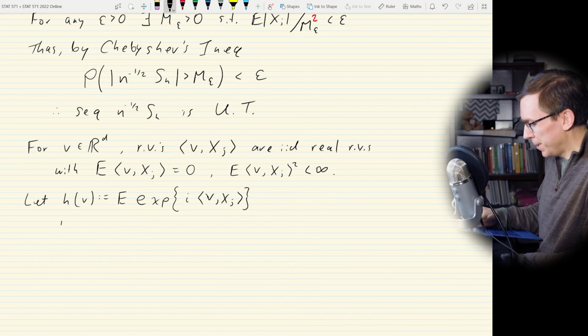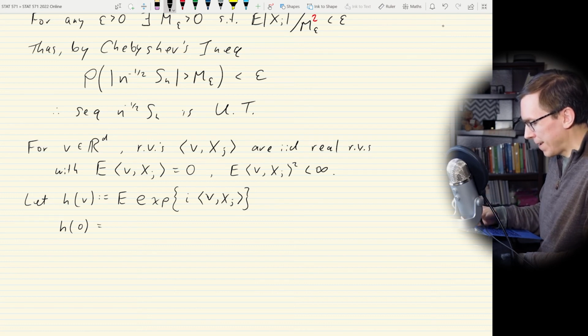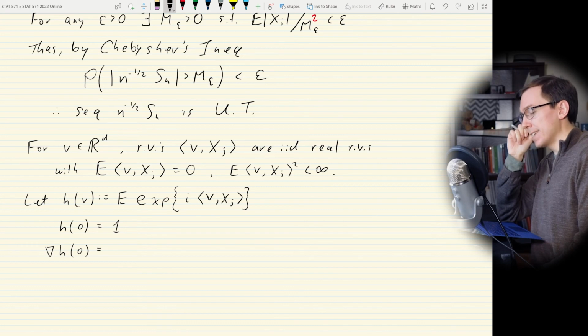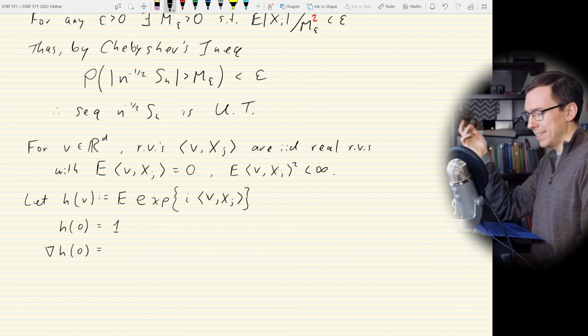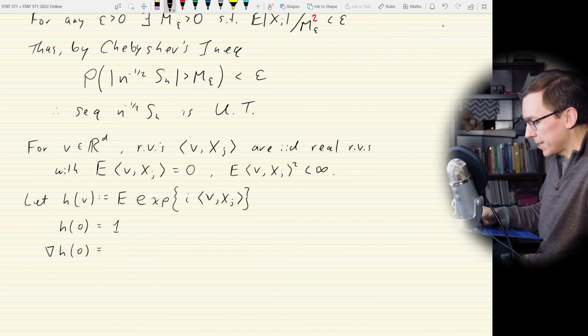I don't know what that is, but I know that if I plug in a 0 here, I'm going to get the expected value of e to the 0. The expected value of 1 is just 1. If I take a first derivative, a gradient of this thing, and evaluate it at 0, what I'm going to get is a big vector of i times the vector x_j. But x_j is mean 0, so this thing is just 0.